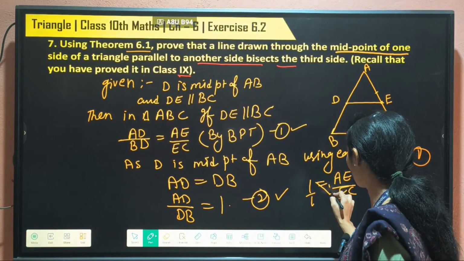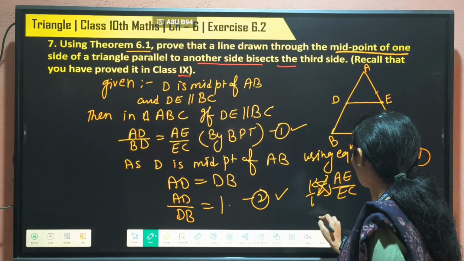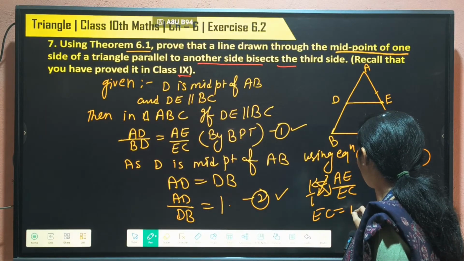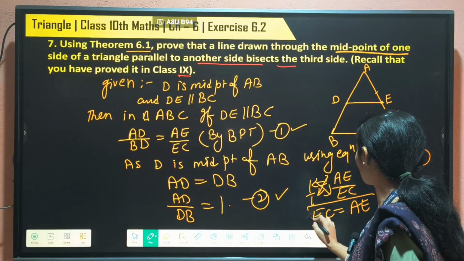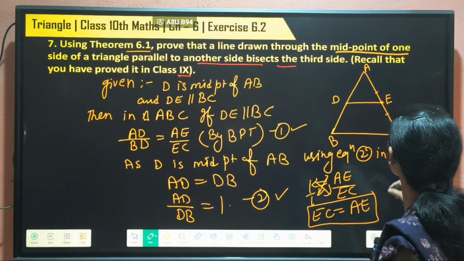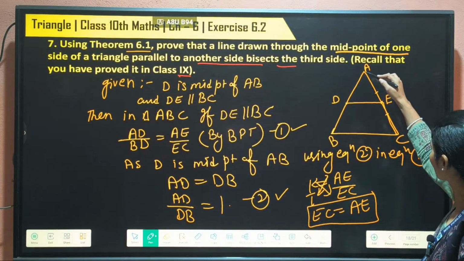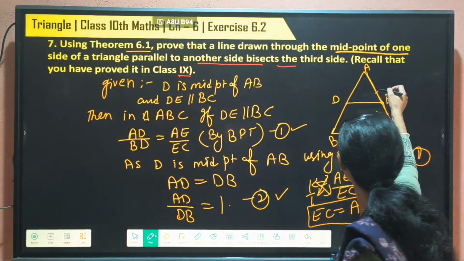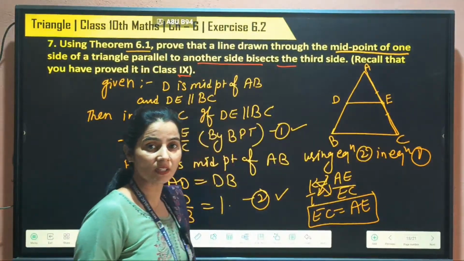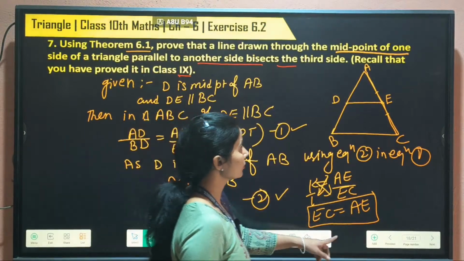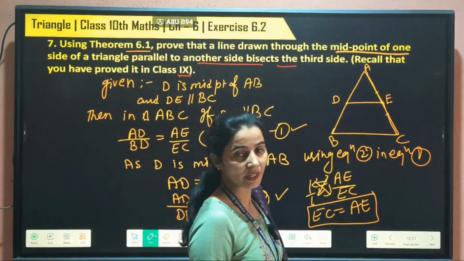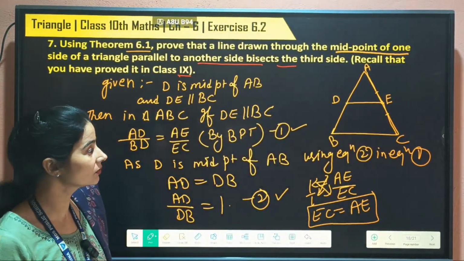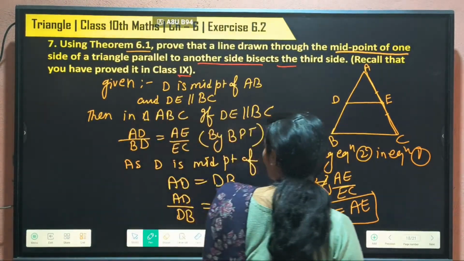Using cross multiplication, EC equals AE. If AE is equal to EC, then this proves that E is the midpoint of AC. Question number 7 is completed.